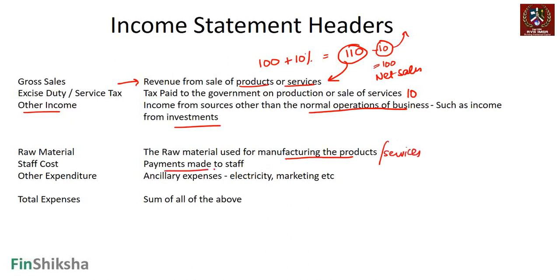Staff cost is the payments made to the staff. Other expenditure could be electricity, marketing, administration, rent, etc. Total expenses are the sum of all of the above expenses, right? We club all these together. That's my total operating expenses that come in.